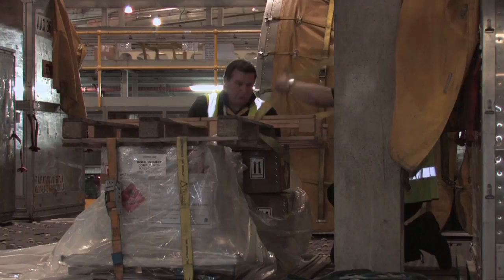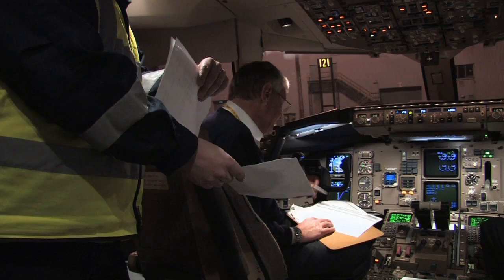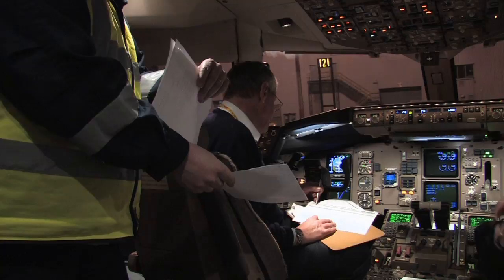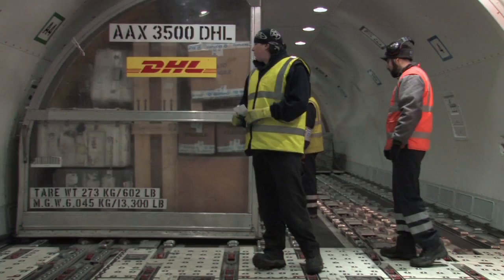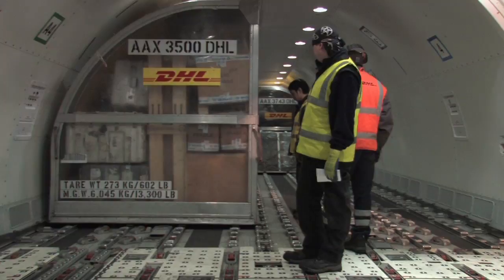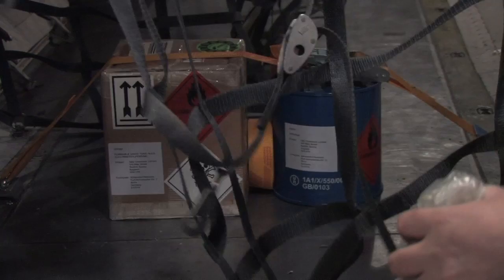The NOTOC contains several items of vital information. That's because if there is an incident, everyone involved, from the flight crew to the emergency services, are aware of the substances that they're dealing with and where they've been loaded on the aircraft. This document must also show confirmation from the person responsible for loading the aircraft that there was no evidence of damage or leakage from the consignment.